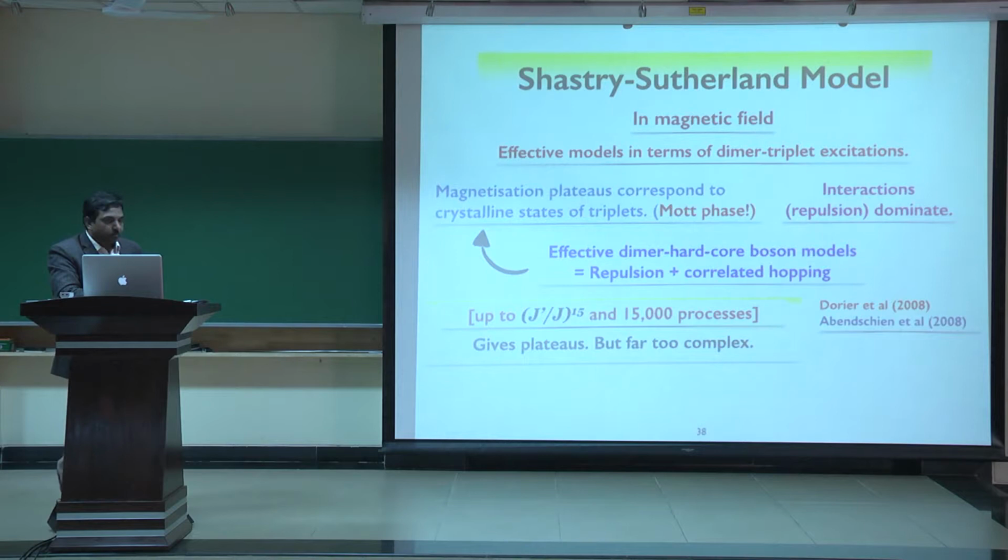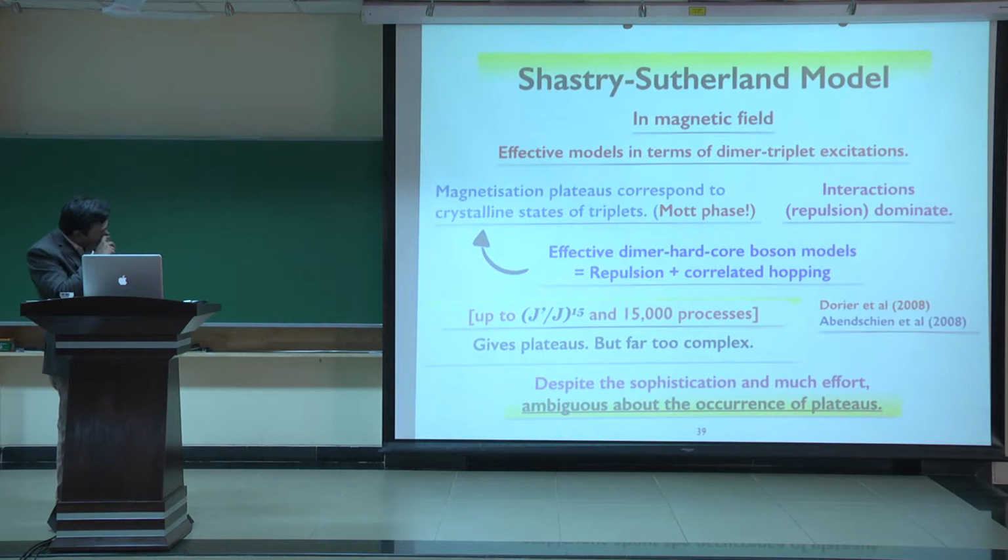So despite the sophistication and a lot of effort, the ambiguity about the occurrence of plateaus remains, in the sense of which plateau occurs and why. There is no very direct and neat way of seeing it; that is not very clear. So the approach is systematic. There is nothing wrong with the way it is built, but it still doesn't seem to give the most satisfactory answers as far as the magnetization processes, I mean, the plateaus are concerned.